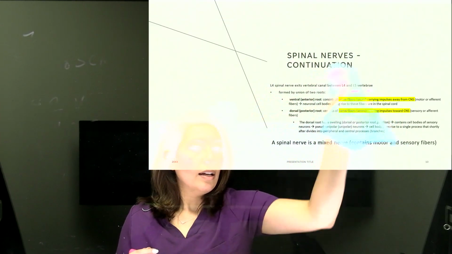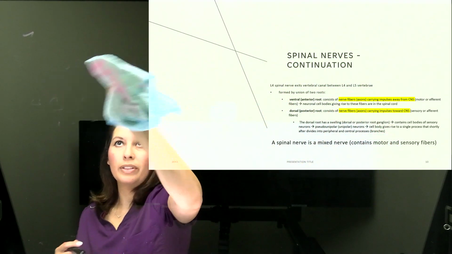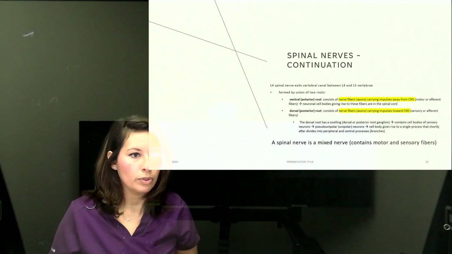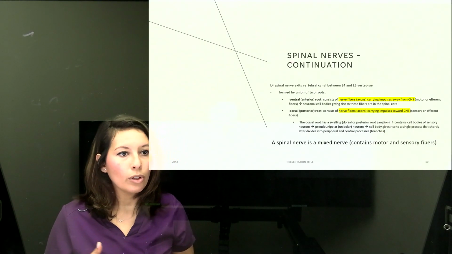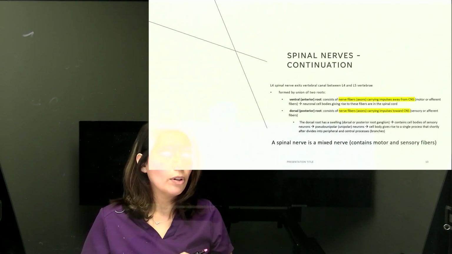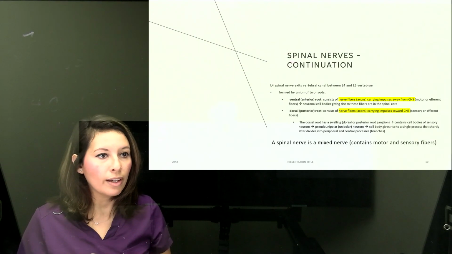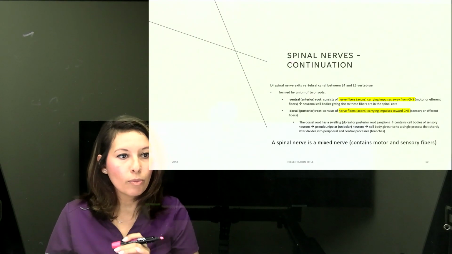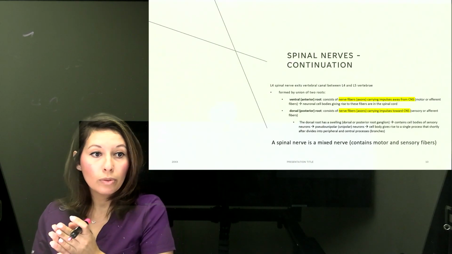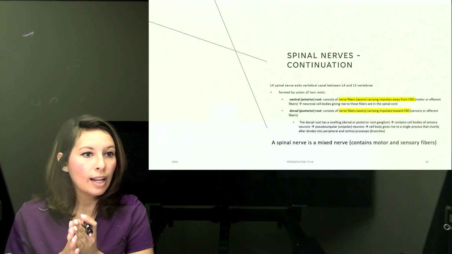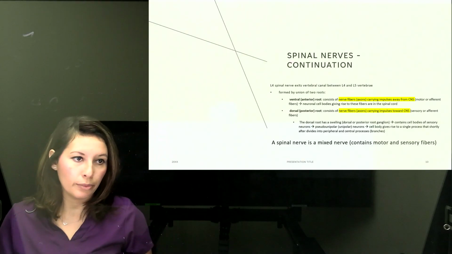So if you look over here, there are certain important characteristics about these spinal nerves. These spinal nerves are formed by the union of 2 roots. For example, in the L4 spinal nerve, right, this exits the vertebral canal between L4 and L5 vertebrae. And like I said, these are formed by the union of 2 roots. We are going to have, for example, a ventral root, which is also known as the anterior root. And we're also going to have a dorsal or posterior root, right?